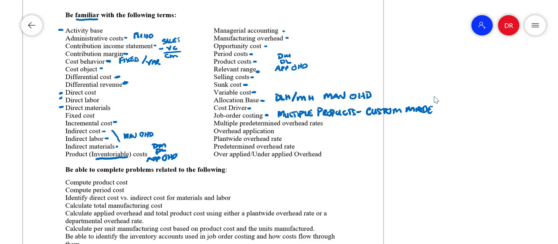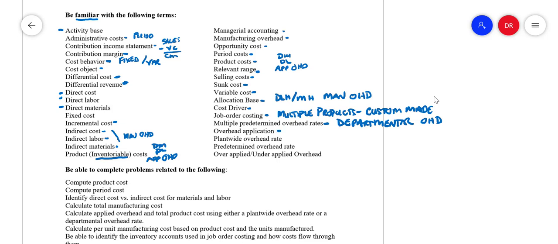And then we have multiple predetermined overhead rates. When we talk about this, we're talking about departmental overhead rates, which means we have two departments, and we're going to use different ways of applying overhead in each. So these departmental overhead rates are customized for the department. So if there's a department that has a lot of machine hours, does a lot with machining, you would definitely want to use machine hours. But if a department was very labor intensive, machine hours wouldn't make any sense.